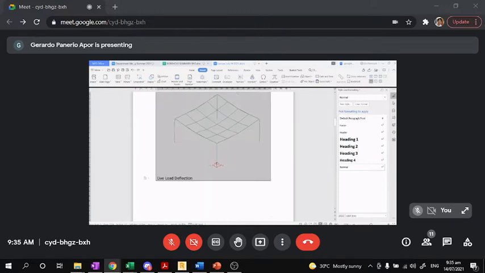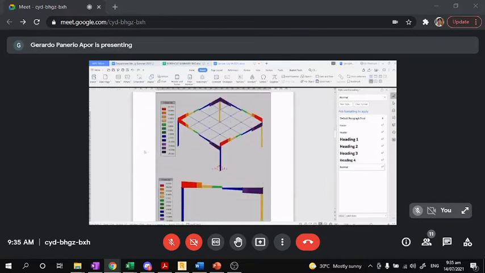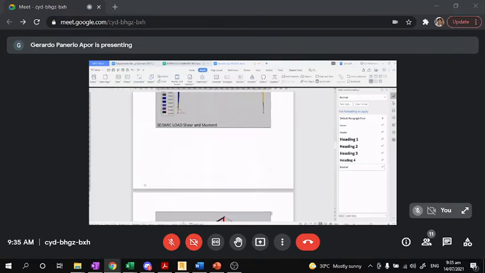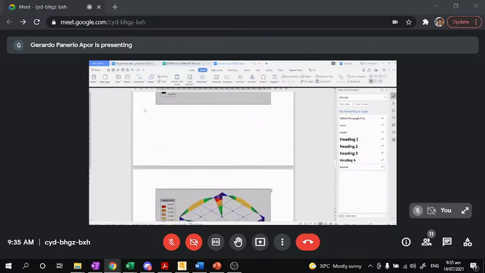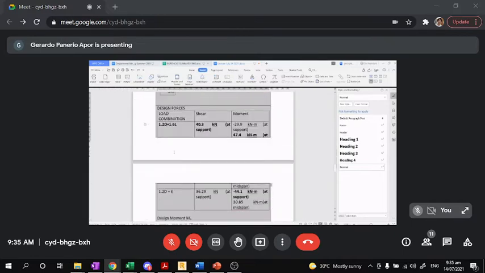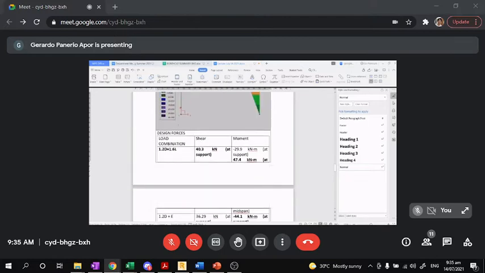We have already done the analysis, so we will erase this part. And rather, we will continue to the moment.